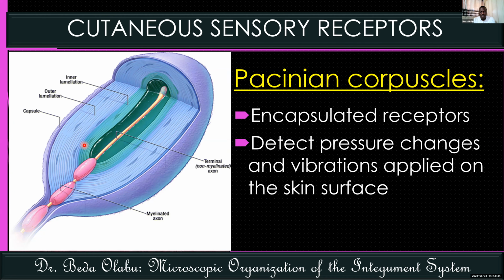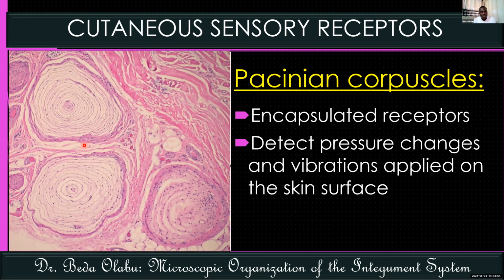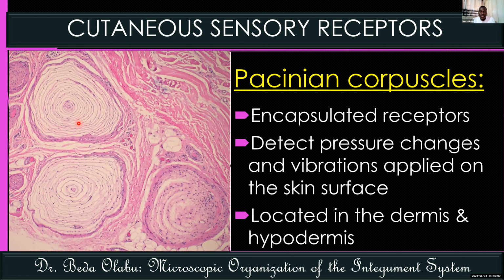Pacinian corpuscles detect pressure changes as well as vibration changes which are applied to the skin surface. They could be in a group like these ones or just single, but generally understand that they are encapsulated and they have concentric lamellae of connective tissue within. Pacinian corpuscles are located in the dermis as well as hypodermis. And that's why in our earlier lecture, we classified them under deep receptors.